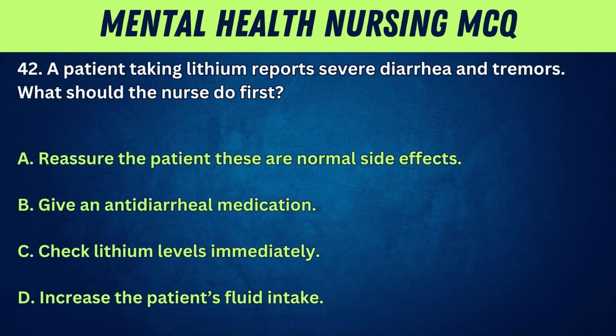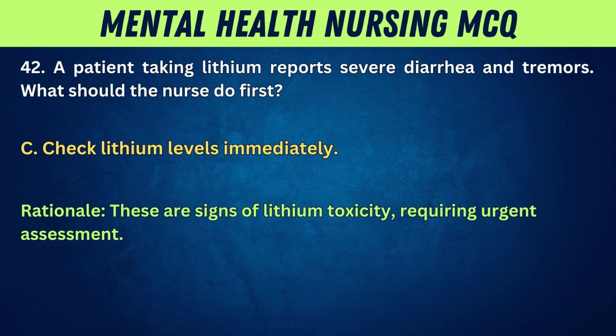42. A patient taking lithium reports severe diarrhea and tremors. What should the nurse do first? A. Reassure the patient these are normal side effects. B. Give an antidiarrheal medication. C. Check lithium levels immediately. D. Increase the patient's fluid intake. Answer. C. Check lithium levels immediately. Rationale. These are signs of lithium toxicity, requiring urgent assessment.